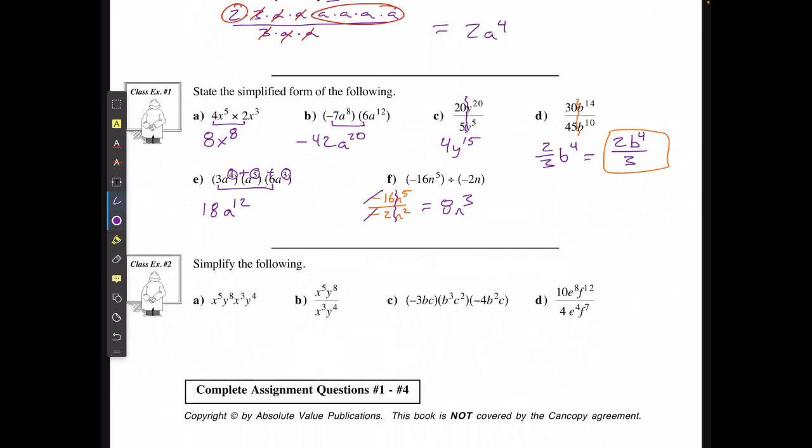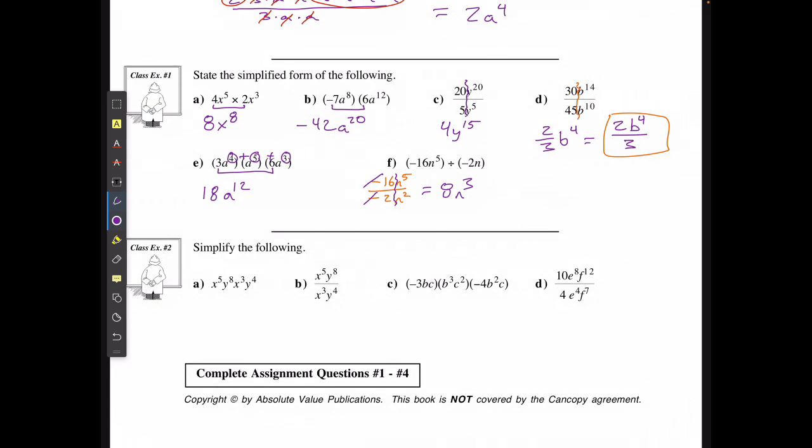When I get to example 2, where I have multiple variables, just remember I can only combine like variables. So if I have x to the 5, y to the 8, x to the 3, y to the 4, I can only combine the x's and combine the y's. So x to the 5 times x to the 3 is x to the 8. If I have y to the 8 times y to the 4, I have y to the 12.